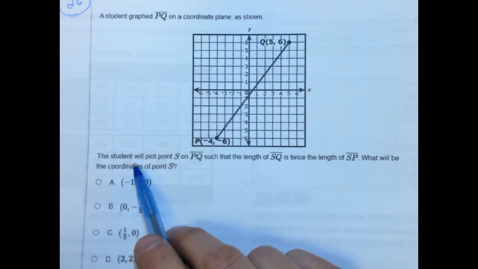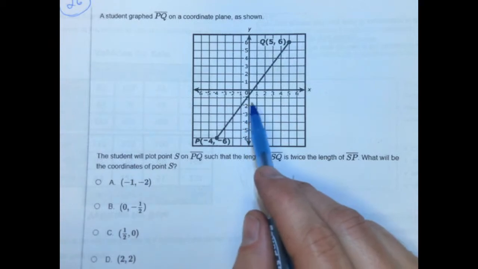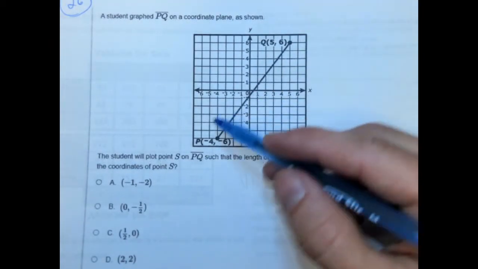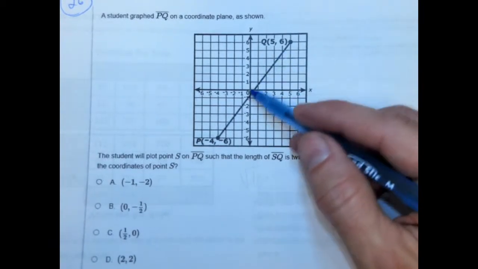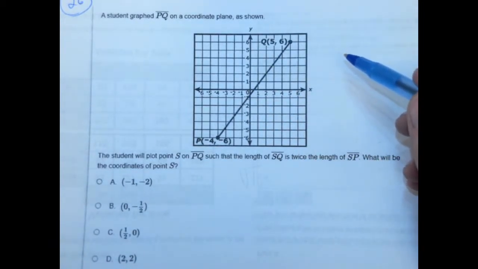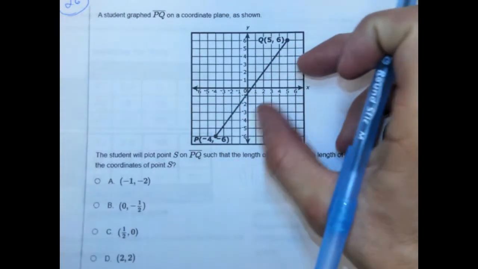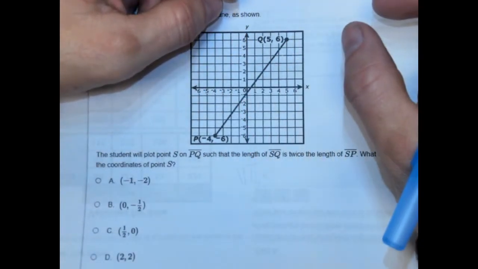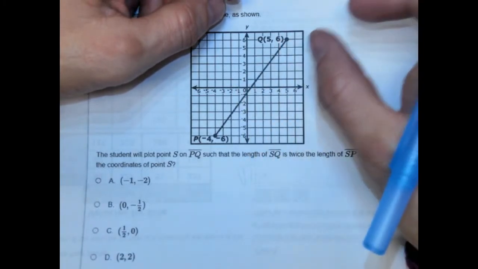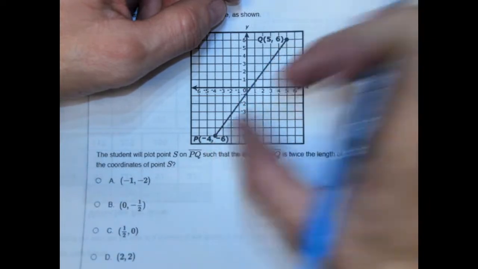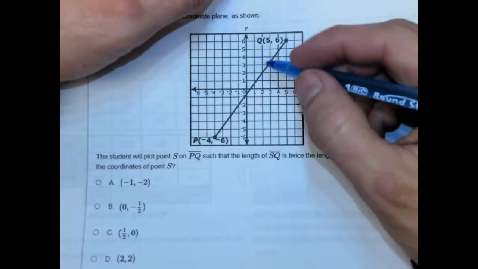The student will plot point S. We're going to put point S somewhere on PQ so that SQ, so from S to Q, will be twice the length of SP. So we're going to basically be splitting this into thirds. 2/3 will be from S to Q, and 1/3 will be from P to S, or S to P. Let's see what this rate of change is.